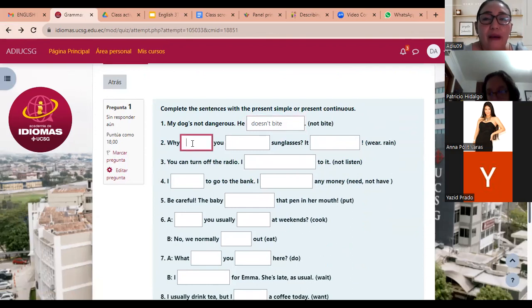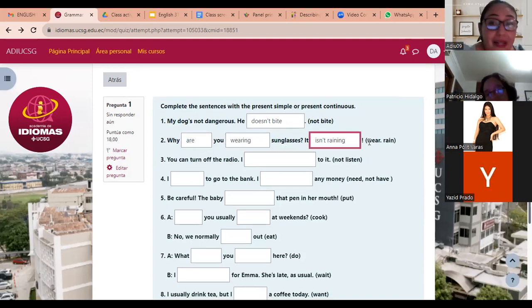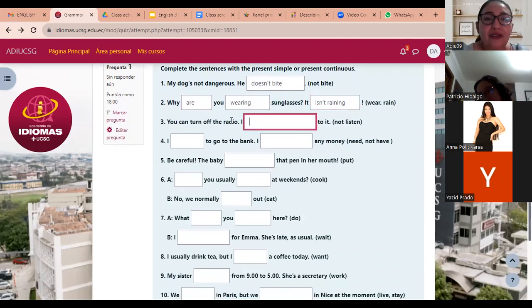Number 2, why? Anyone? Are you? Why are you wearing, and I think it's wearing, right? Why are you wearing sunglasses? It's, isn't. It isn't raining, right? Raining should be fine. Okay, but let me try myself. You can turn off the radio.